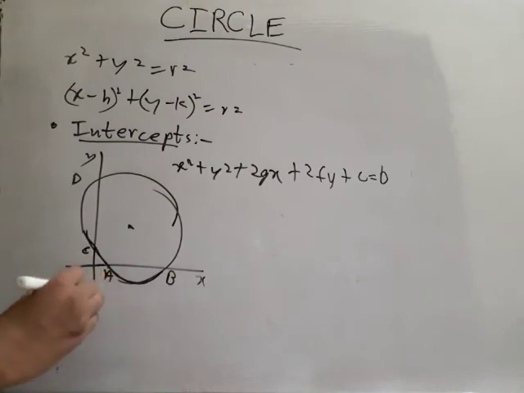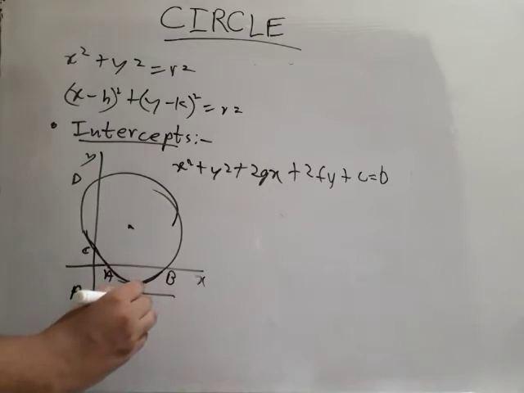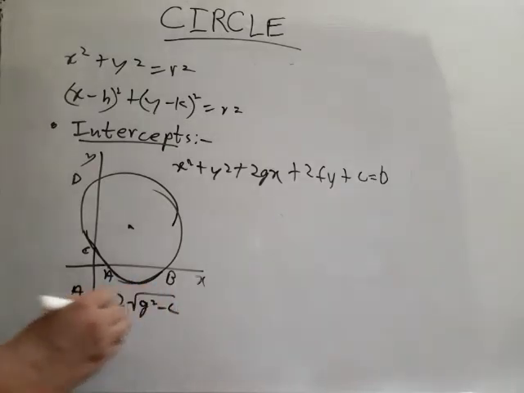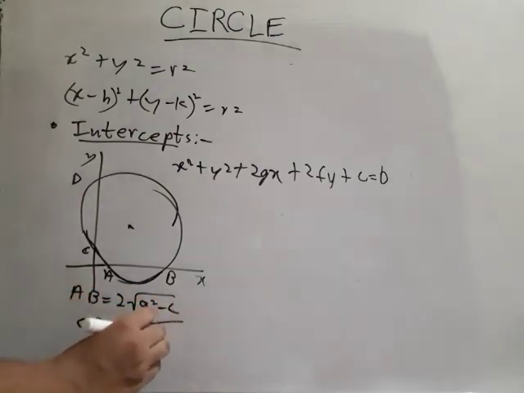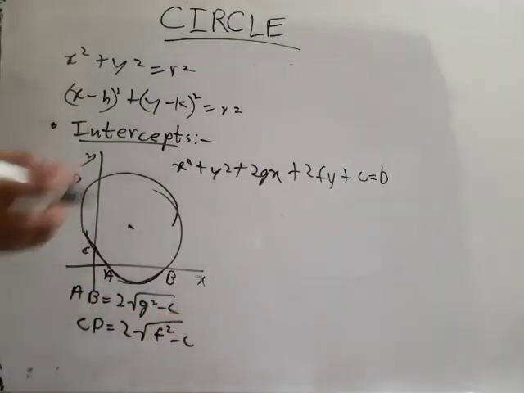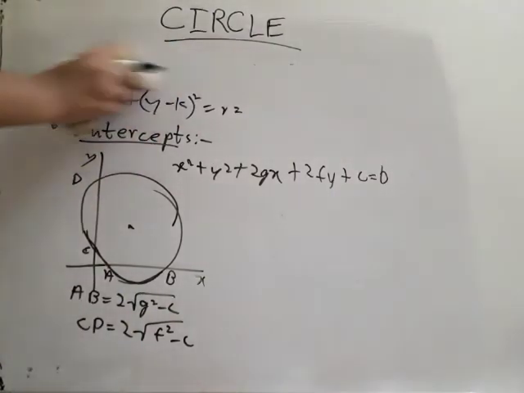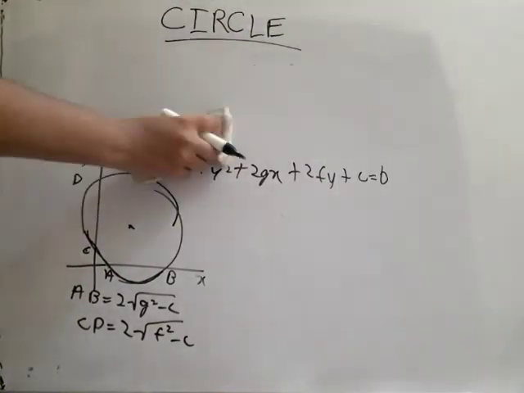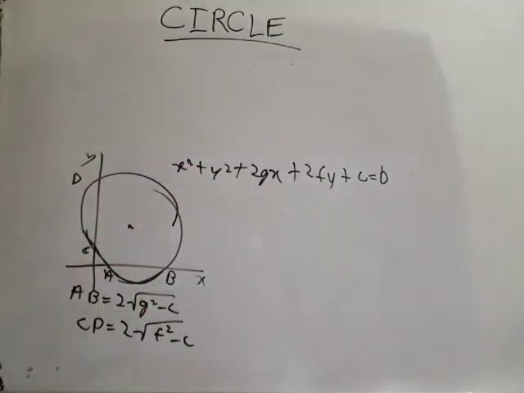AB is given by 2 root under g square minus c, and CD is given by 2 root under f square minus c. So these are the lengths of the intercepts.